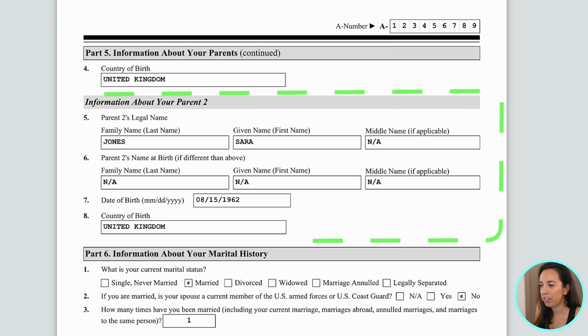Question 5 then asks information about parent number 2. So for question 5, we wrote down my husband's mother's last name and her first name, and we wrote NA for the middle name. Then similarly as above, for question 6, we just wrote NA as she doesn't have any other names. For question 7, we wrote her date of birth. And for question 8, we wrote her country of birth. Just as a note, if you do not know your parent's name or they've passed away, you can just write deceased or unknown in these fields.